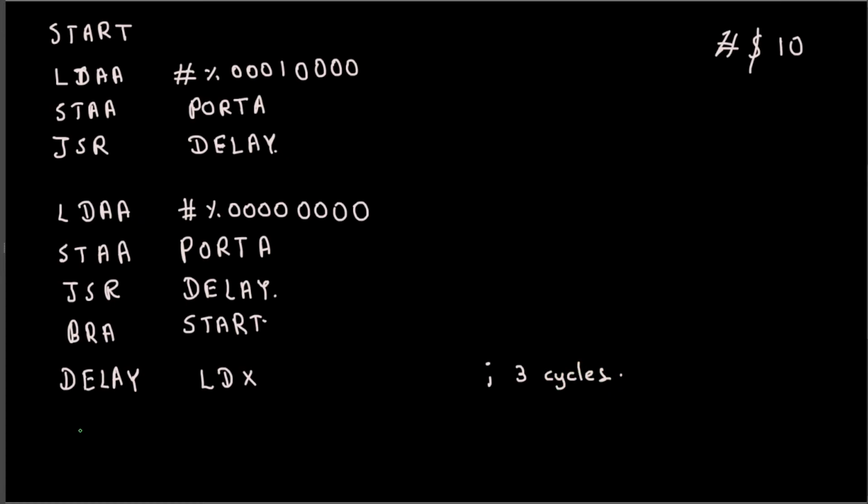Okay, then we have to create a loop for it. Let's name the loop delay loop. You can name it whatever you want. And here, to make the loop run, we are going to decrement index register X. That one is going to take 3 cycles.